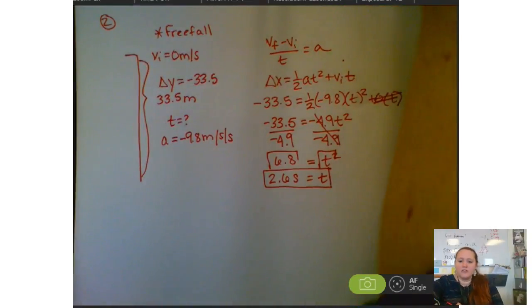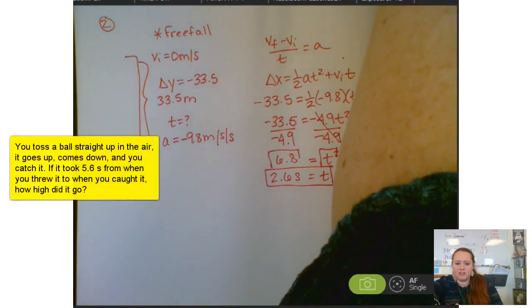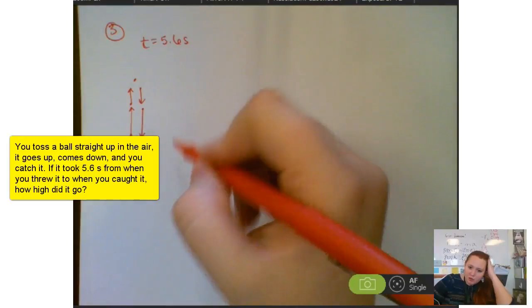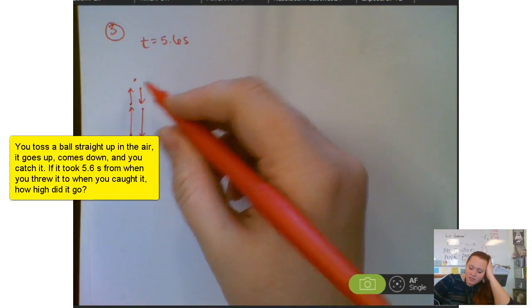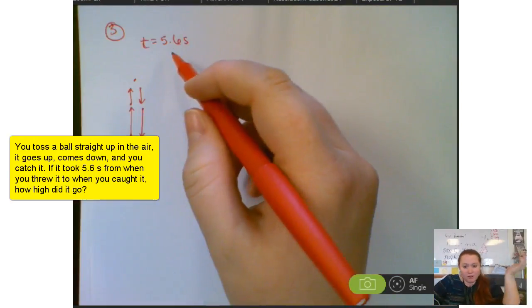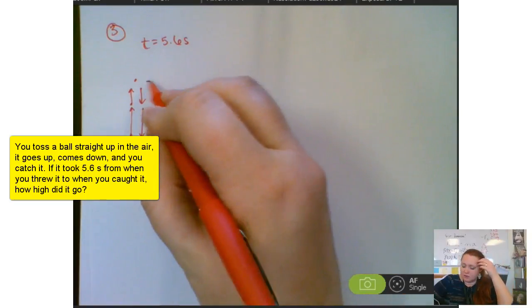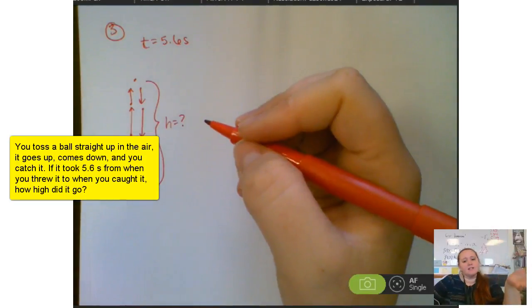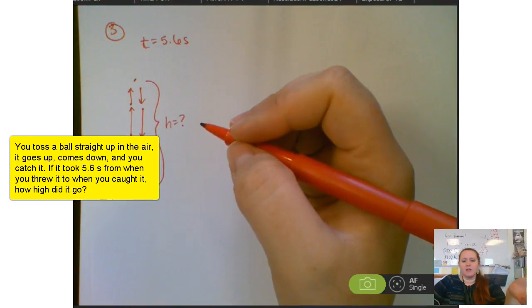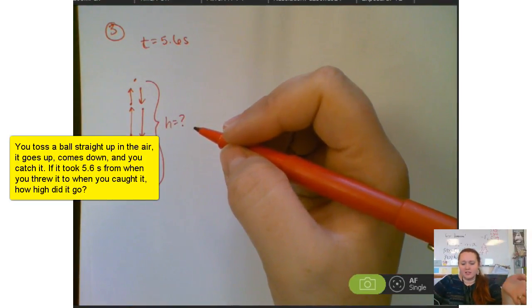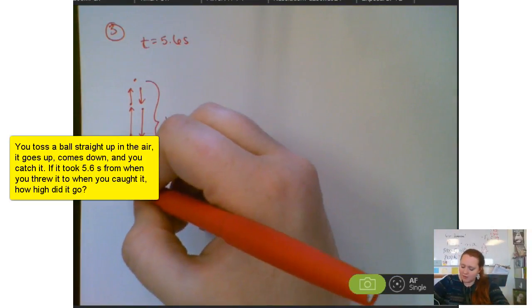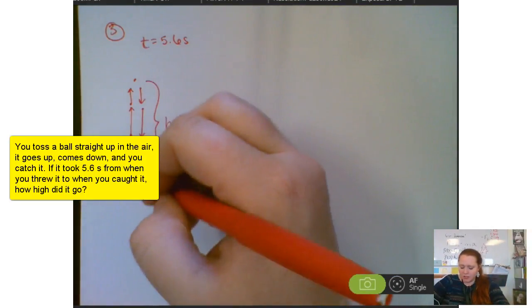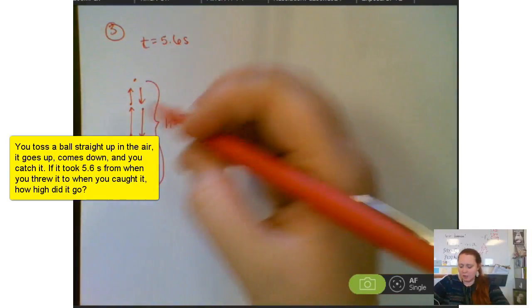Alright, there's your free fall problem. Let's move on to number 3. For number 3, we're looking at a problem where you throw something in the air and it comes back down. You know how long it was in the air, and we're going to try to find the height. So the height is a displacement, so we're ultimately solving for delta x in your equation. But I've drawn a picture here to sort of visualize the problem.